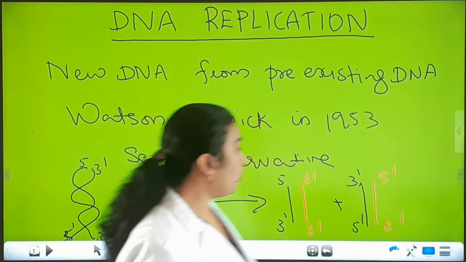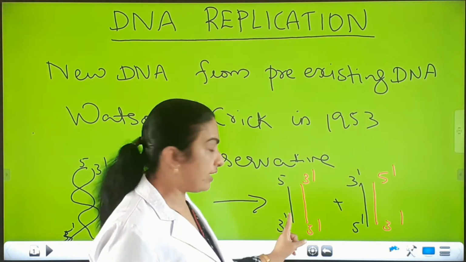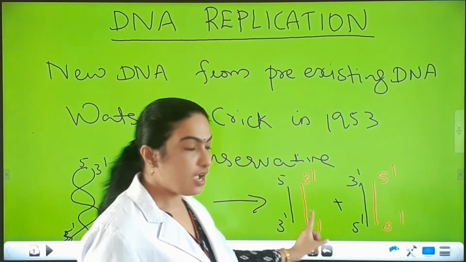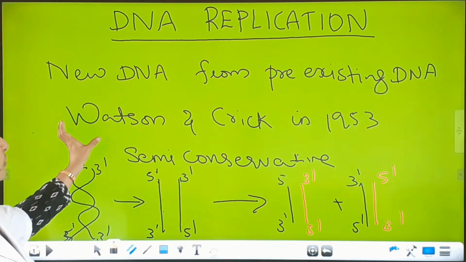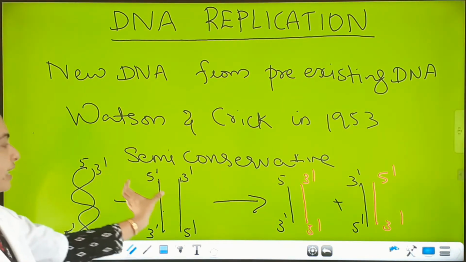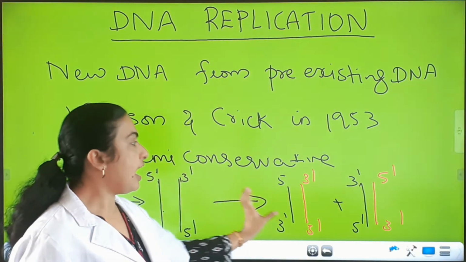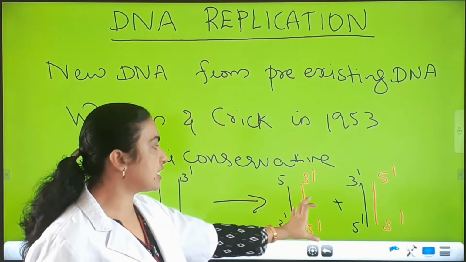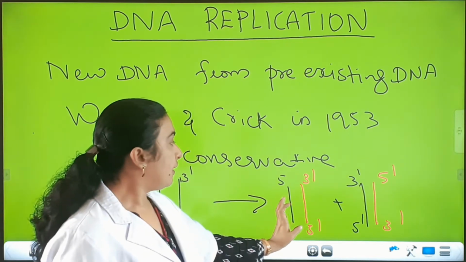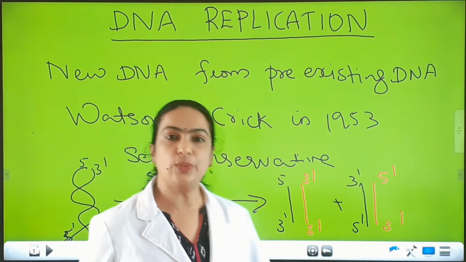Is it clear? So after replication, the DNA strand consists of one old strand or parental strand and one newly formed strand. Once more we can see the scheme proposed by Watson and Crick. During DNA replication, the two strands separate and each acts as a template strand, forming a new strand complementary to the old strand. After replication, the DNA consists of a parental strand and a newly formed strand.